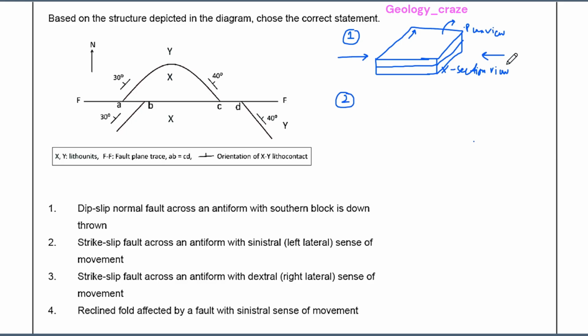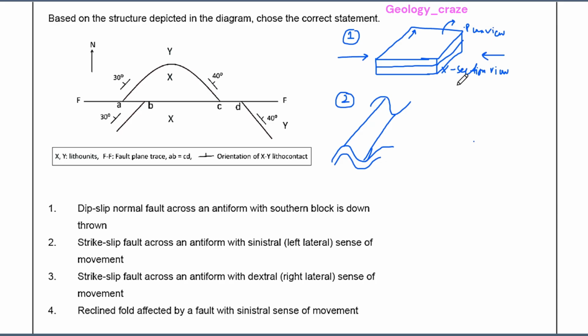If the force applied from this side and this side is equal over the whole length, then we will get an anticline and a syncline pattern, extended in this way. The top one is our plane view, and this one is our cross sectional view.